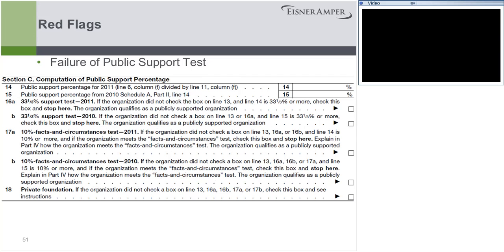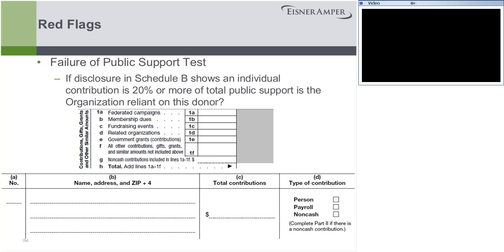Failure of the public support test, we talked about this. Again, there may be facts and circumstances as to why one fails, and they will attach something to explain that. Typically, as long as you're over 10%, it's not a huge problem, but an organization that goes under 10% is probably going to have an issue.